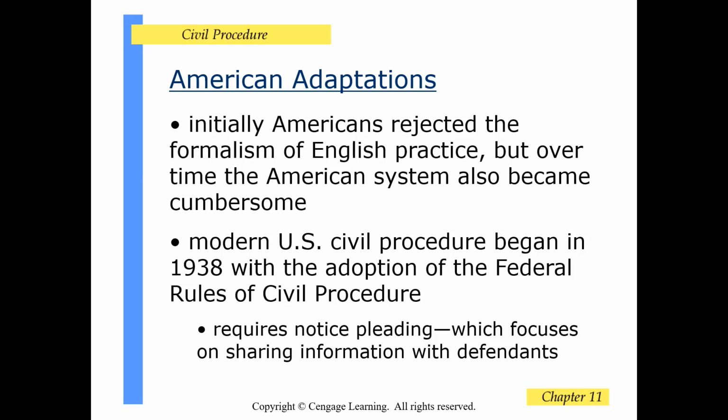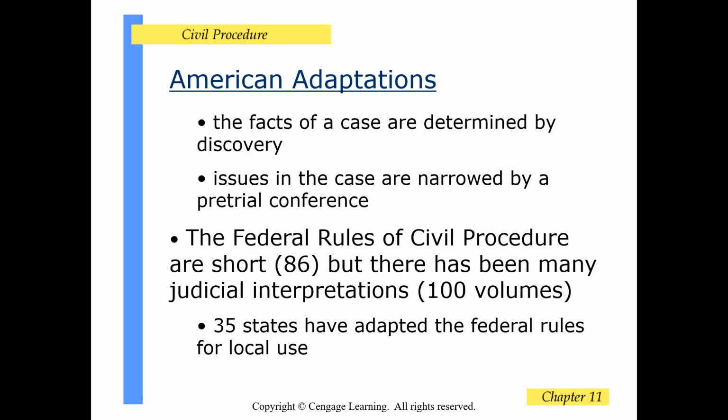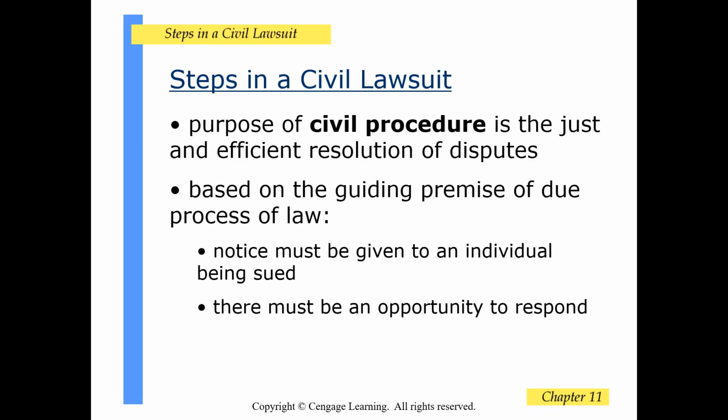It requires notice pleading, which focuses on sharing information with defendants. It also provides that the facts of a case are determined by discovery, and the issues in the case are narrowed by a pretrial conference. The Federal Rules of Civil Procedure are relatively short, but there have been many judicial interpretations. 35 states have adapted the federal rules for local use.